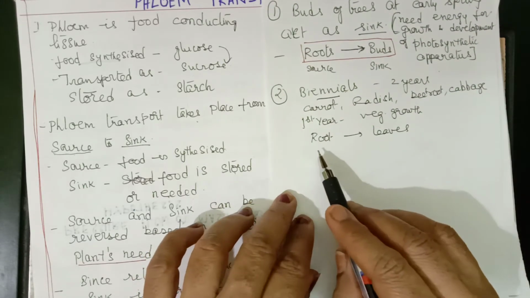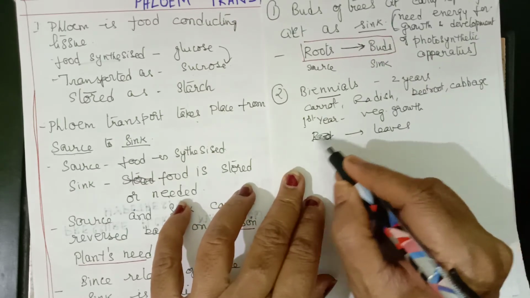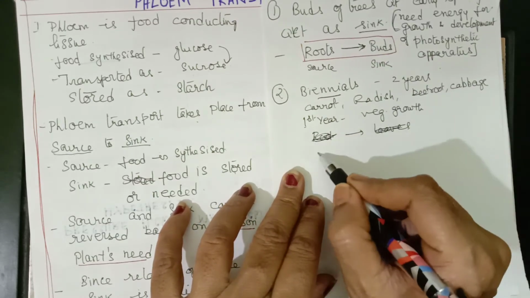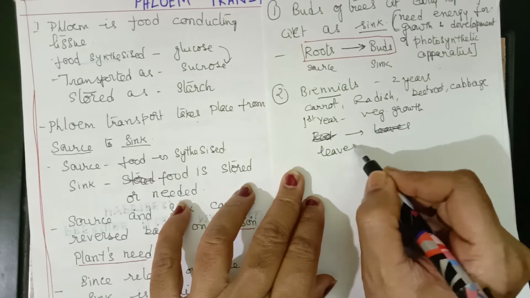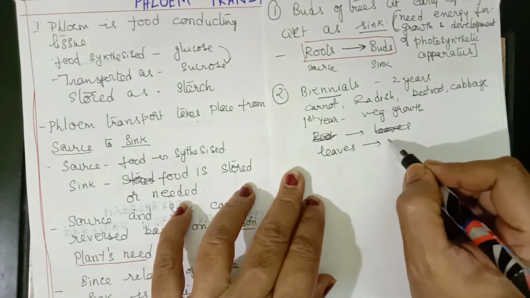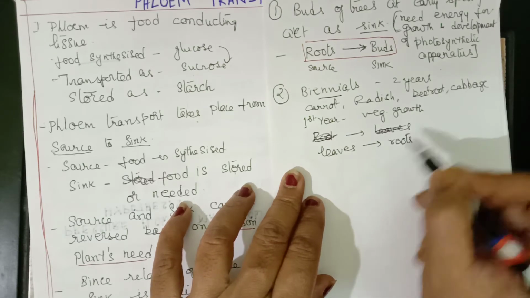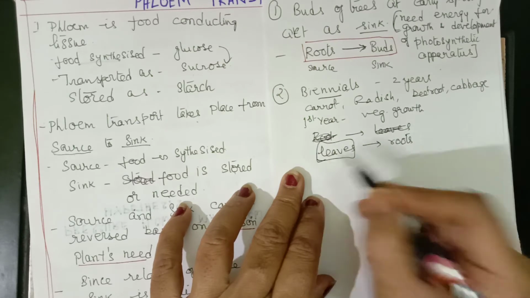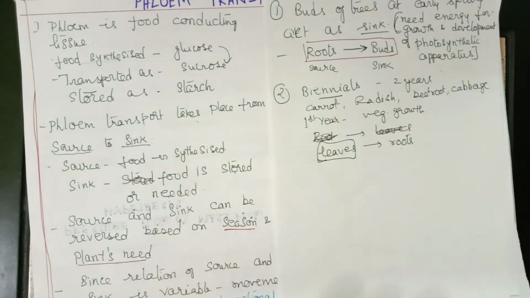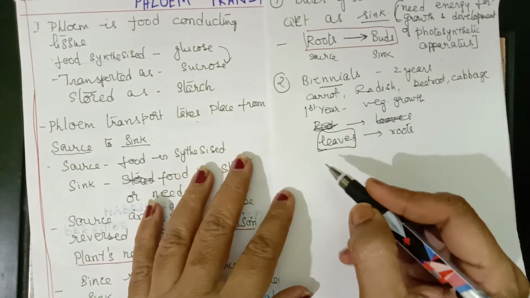In the first year, the transport is from leaves to roots, because in the first year food is synthesized. So it is from leaves to roots. Now, since they are biennials, what happens in the second year?